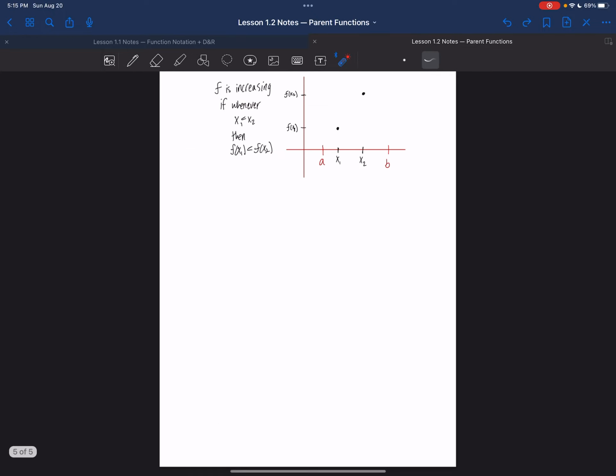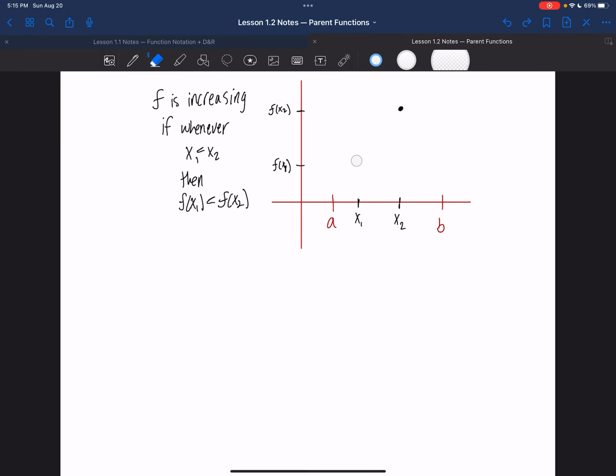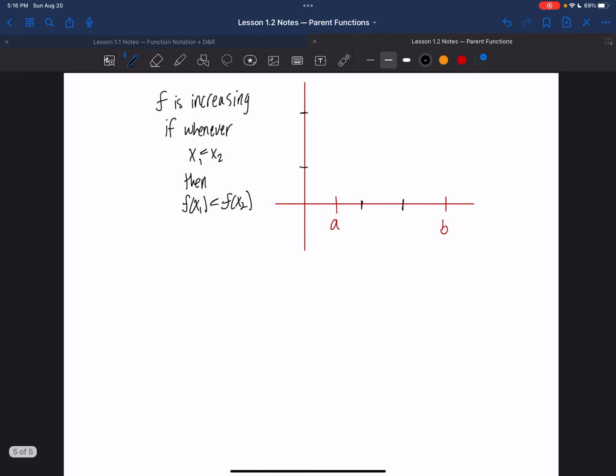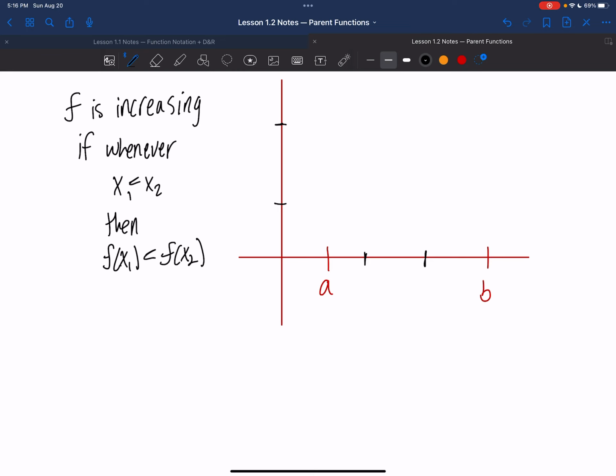So I started drawing a picture over here. Let me erase this a little bit. So here, I was working on it prior, and I want to start from scratch. Okay, so we said that f is increasing if whenever x1 is less than x2, then f of x1 is less than f of x2. So I'm going to make some little marks. What am I talking about? I've established an interval here from A to B, right? That's the interval. I'll do it in red here. From A to B.